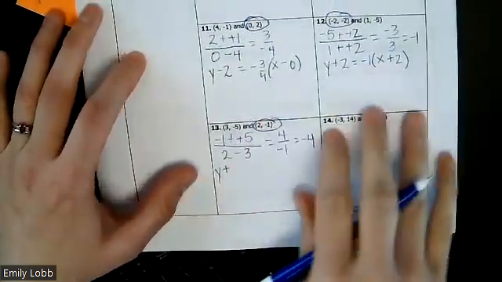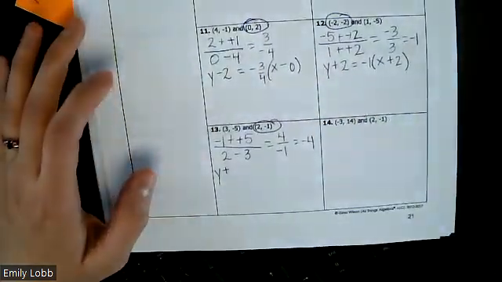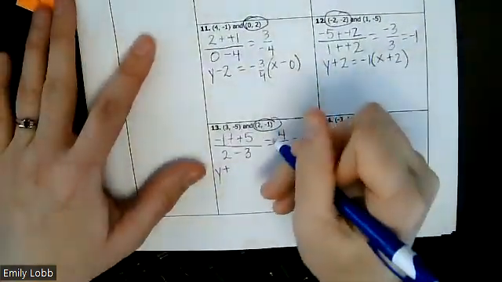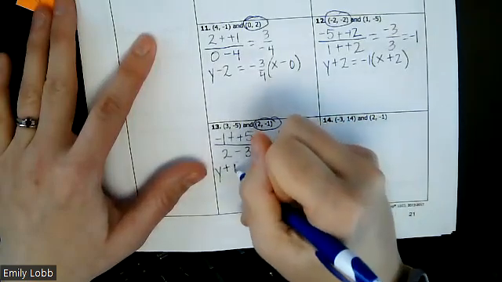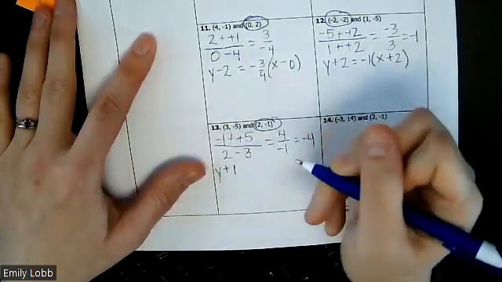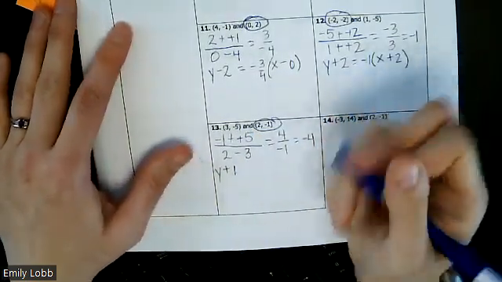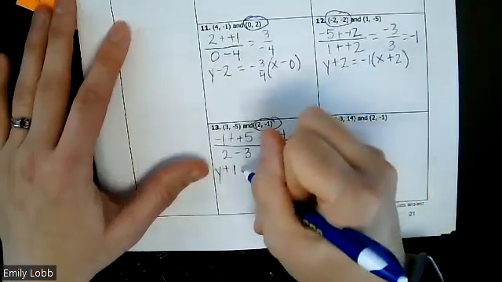If you have something different because you use the other point, that's totally fine. Just make sure your signs are correct. Like you're taking the opposite of that y value and the opposite of that x value.